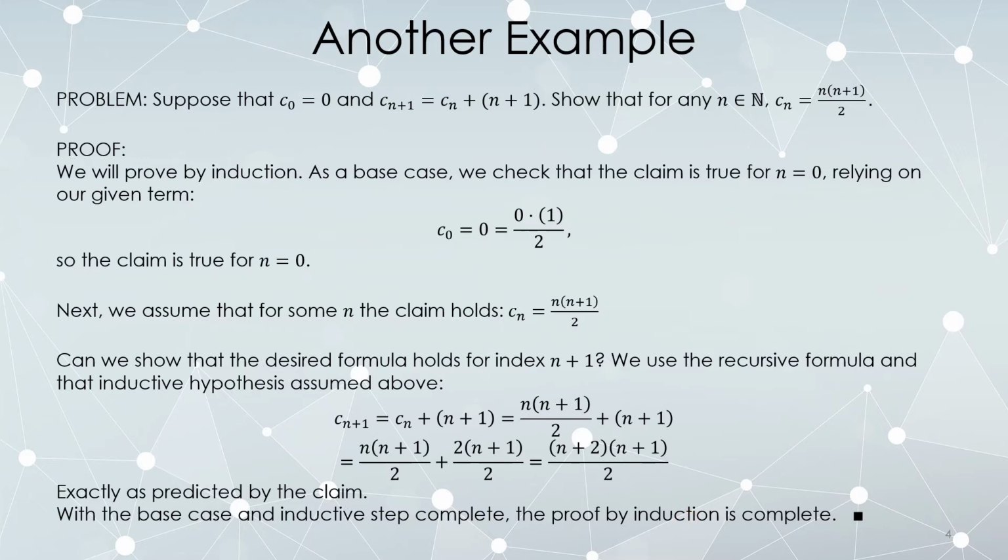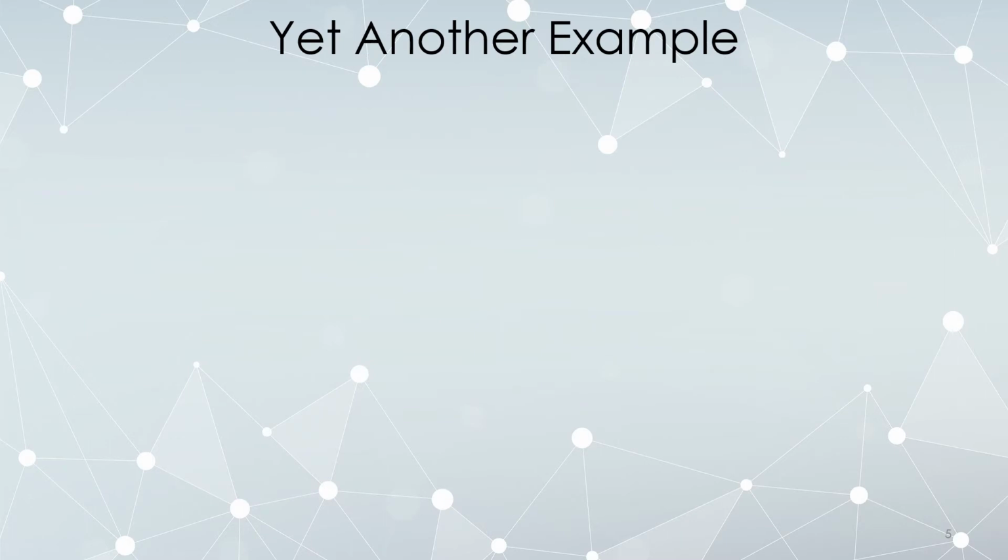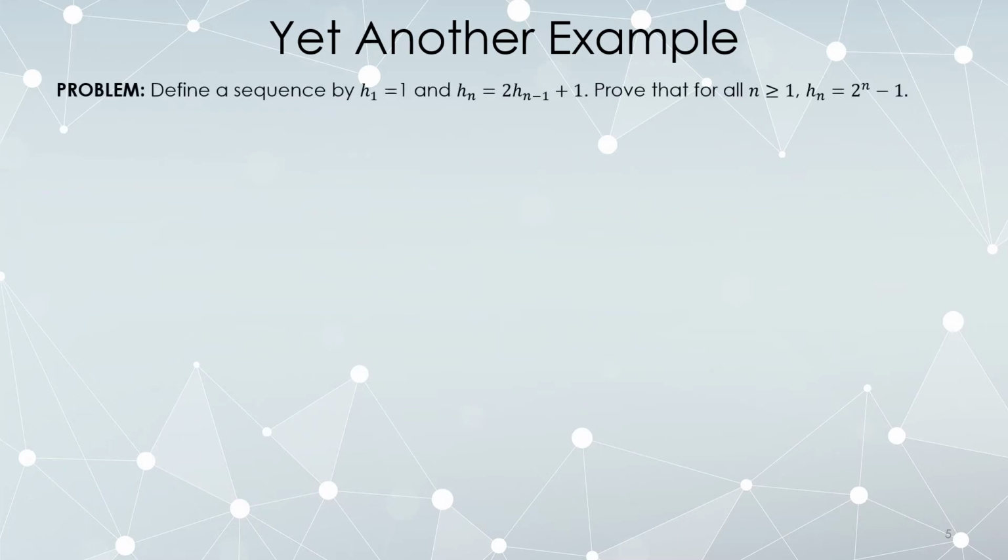A third example can't hurt, so let's take a look. Define a sequence by h sub 1 equals 1, and h sub n is 2 times h sub n minus 1 plus 1. Prove that for all n bigger than or equal to 1, h sub n is given by the formula 2 to the n minus 1.